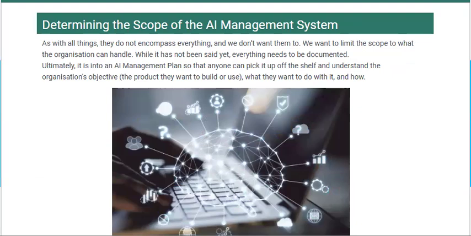Determining the scope of the AI management system. As with all things, they do not encompass everything, and we don't want them to. We want to limit the scope to what the organization can handle. While it has not been said yet, everything needs to be documented. Ultimately, it goes into an AI management plan so that anyone can pick it up off the shelf and understand the organization's objective, the product they want to build or use, what they want to do with it, and how.